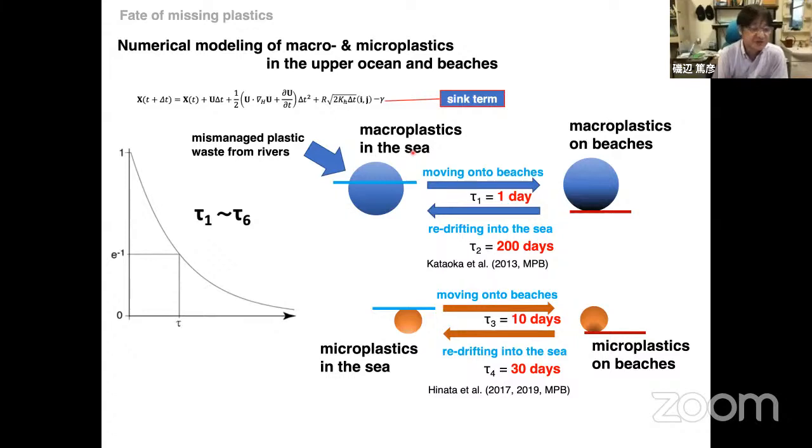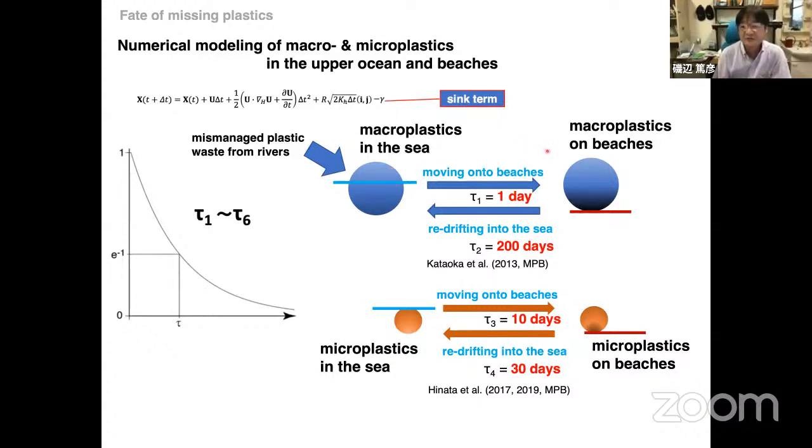I would like to introduce our numerical model result to elucidate the fate of missing plastics in the oceans. Our model is basically a particle tracking model, but with some additional features, which I will explain later. It's not a usual particle tracking model because we have four kinds of particles in this model. One is the microplastic in the ocean, which is directly released from the river mouths over the world.